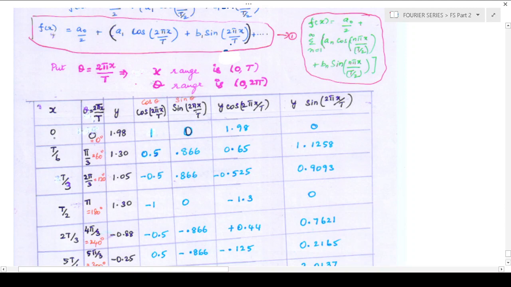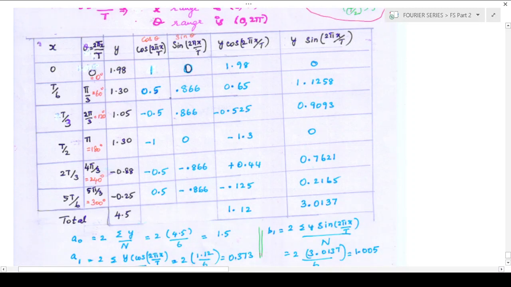So cos theta means cos of 0 degree is 1, sine of 0 degree is 0, then cos of 60 degree, sine of 60 degree, cos of 120 degree, sine of 120 degree. Likewise, you are writing it, filling these two columns. Then y into cos 2 pi x by t: y value into this, this into this, this into this, and you are writing it, adding it. Again, y into sin, this column with this column. You are multiplying and then writing here, summing it up.